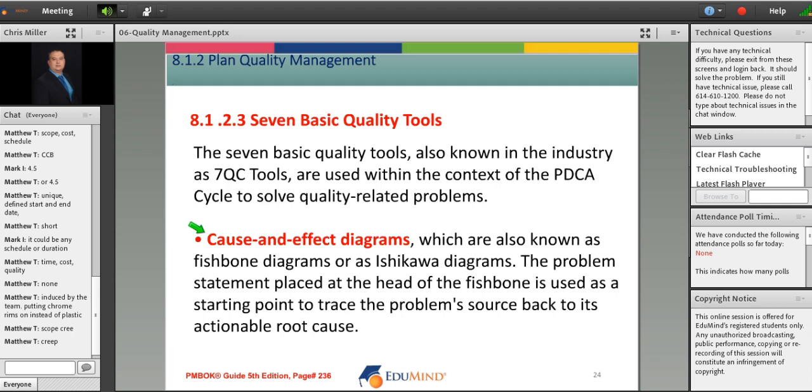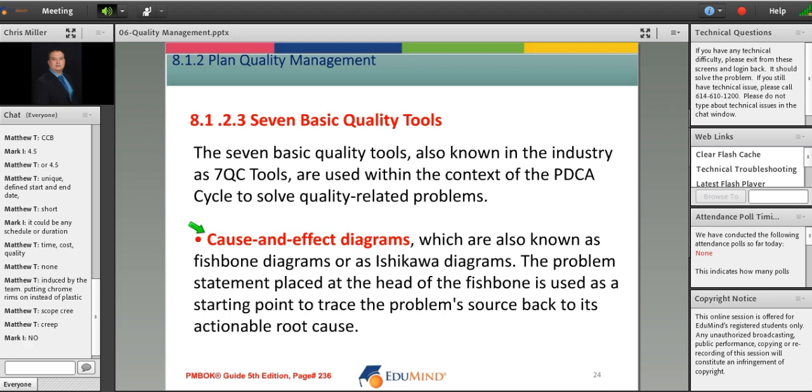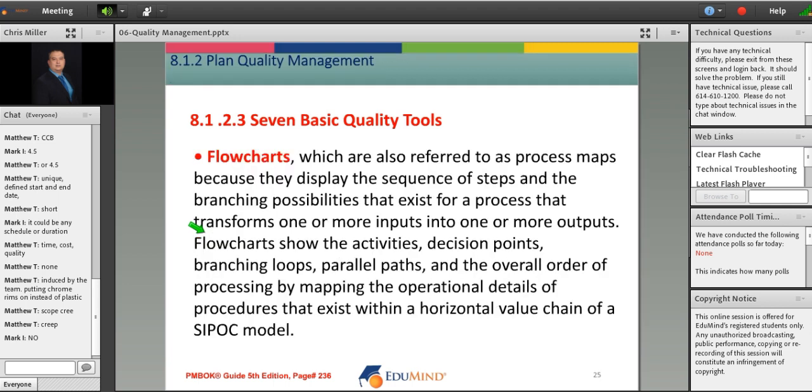The problem statement is placed at the head of the fishbone and is used as a starting point to trace the problem's source back to its actionable root cause. Have either of you seen a fishbone diagram or a cause and effect diagram? We have a picture of one coming up, but has anyone ever used one? Okay, well, we'll take a look at it once we get up to the slide, and we'll create our own here. But let's move on, and remind me when we get to it.